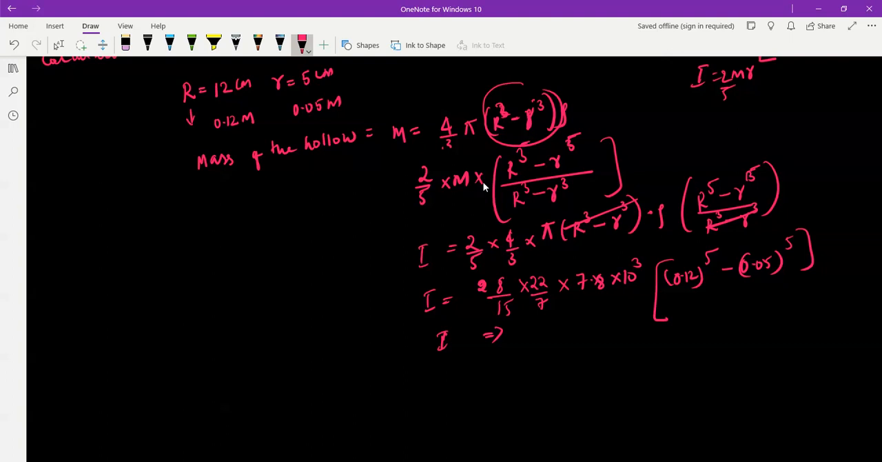So 8 into 22, 22 eights is 176, divided by 15 sevens. 15 sevens is 105, into 7.8 into 10 to the power of 3. So what is the answer? What is the answer?